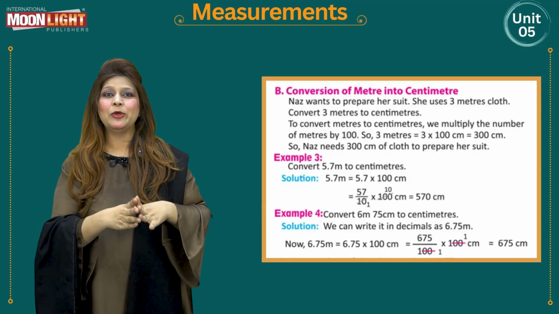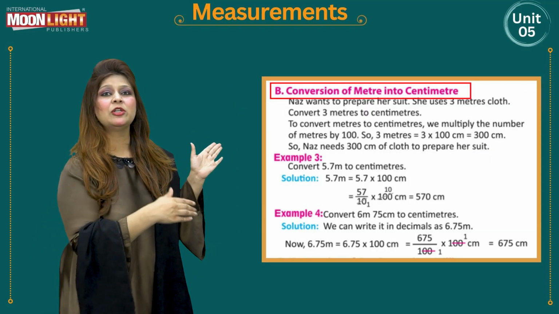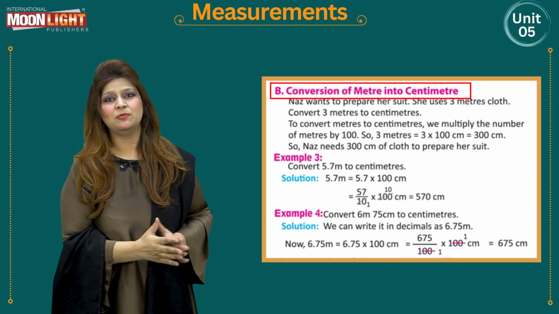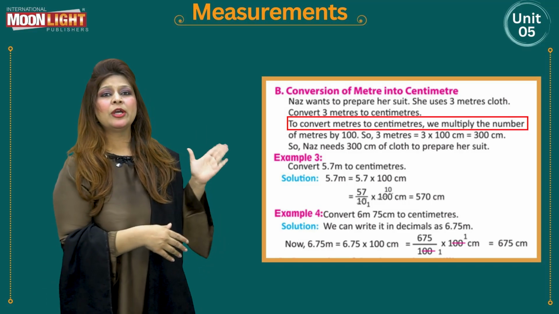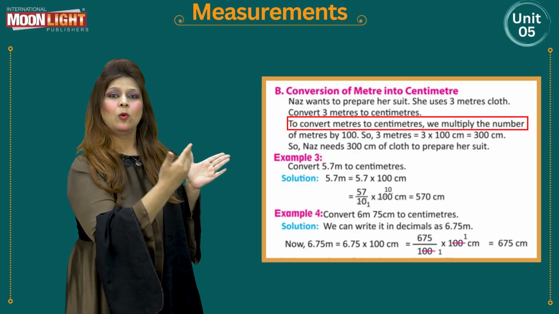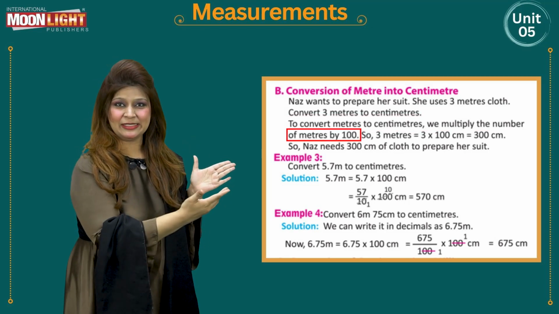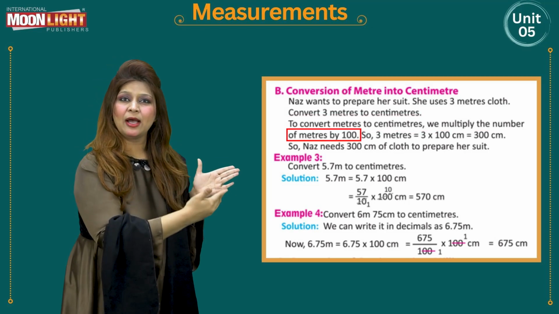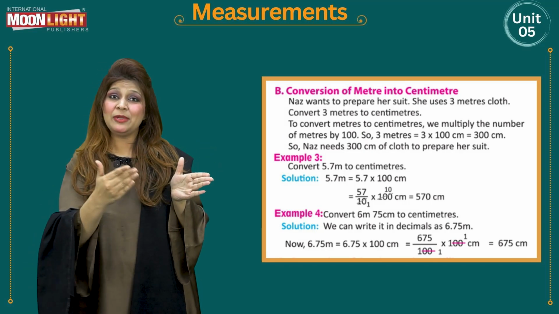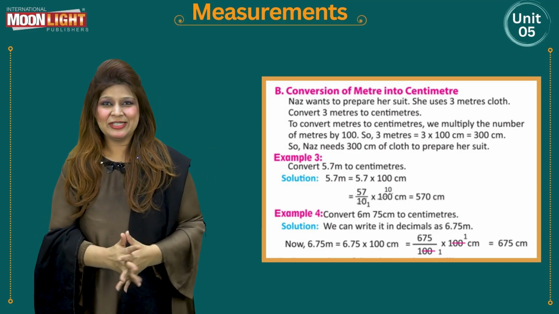So right now I am going to solve another conversion of units of length, which is meters to centimeter. So here we go. To convert meters to centimeter, we multiply the number of meters, whatever is given, by 100, because in 1 meter we have 100 centimeter.